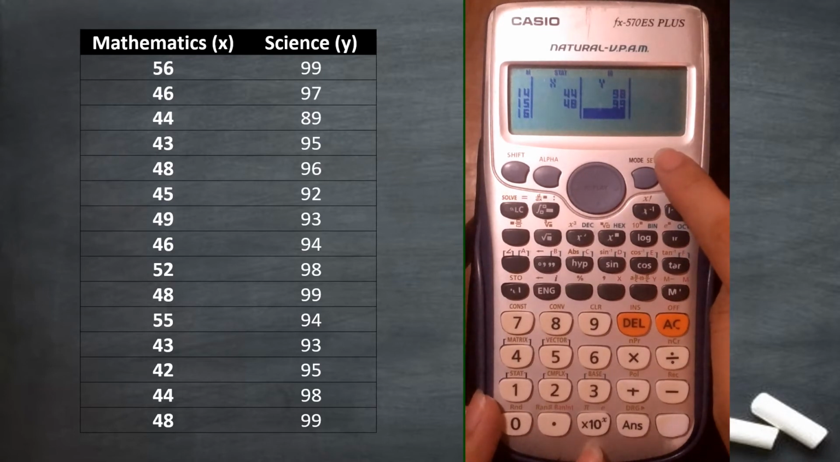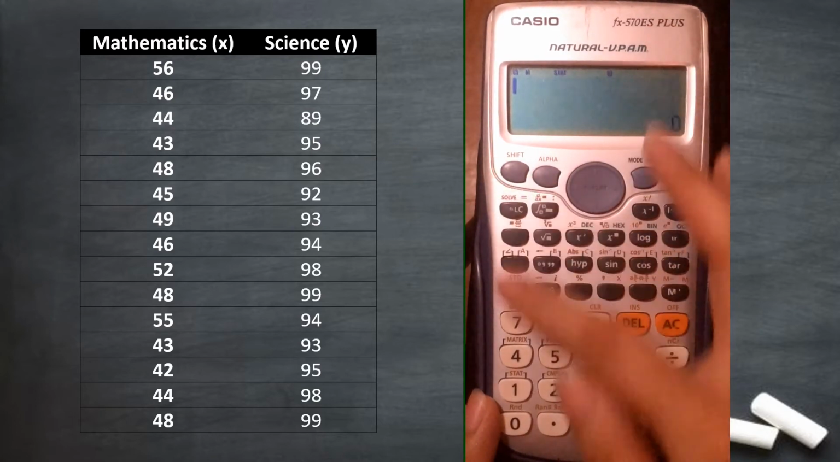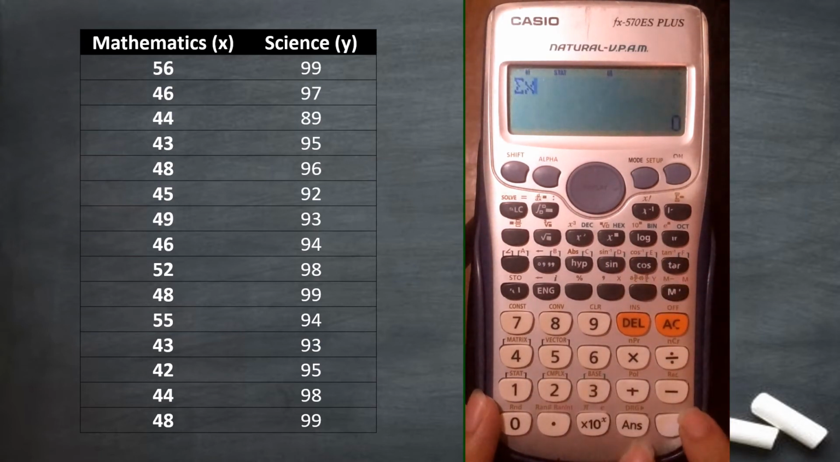Then after inputting all the values, you press on, and then we will compute for the summations of those variables. So we press shift, then stat, and then sum. Then let's get first the summation of x. Then you press 2 equal sign. This is the summation of x.